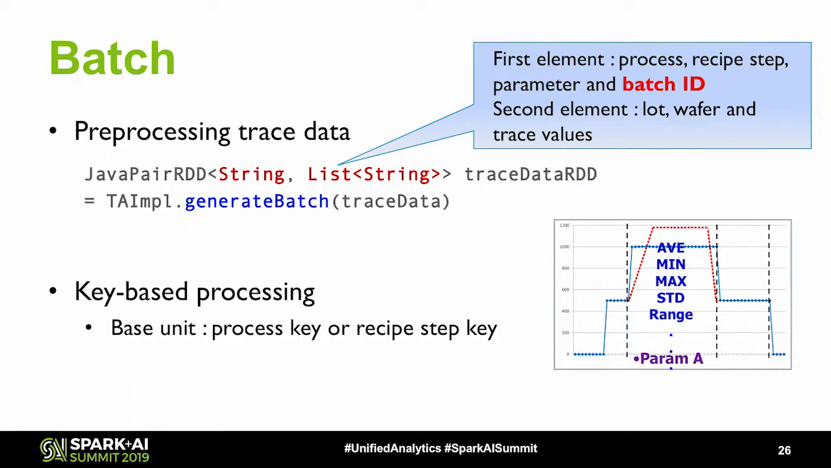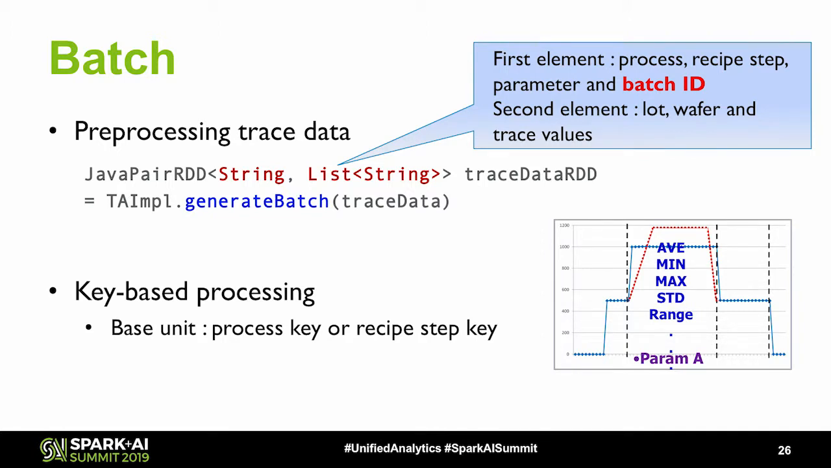First, before executing the TA algorithm, we added the batch ID to the key so that we can adjust the value size. For example, if we set the batch size as 100, 100 wafers and their trace values are paired with the key. The larger the batch size we set, the bigger the data size we have, and the smaller the batch size we set, the smaller the data size we have. In this way, we can adjust the value size in order to not exceed the memory resources in a single core.